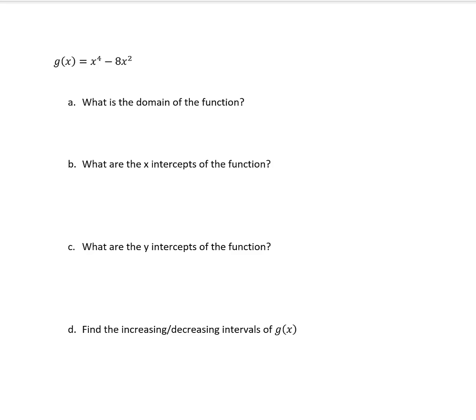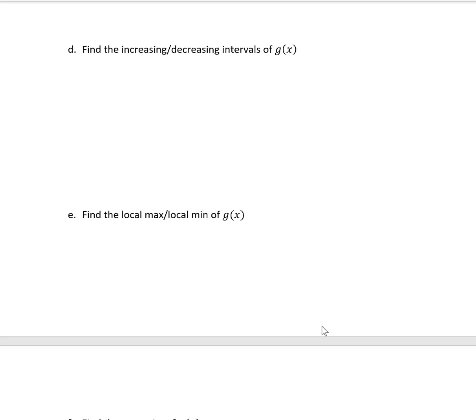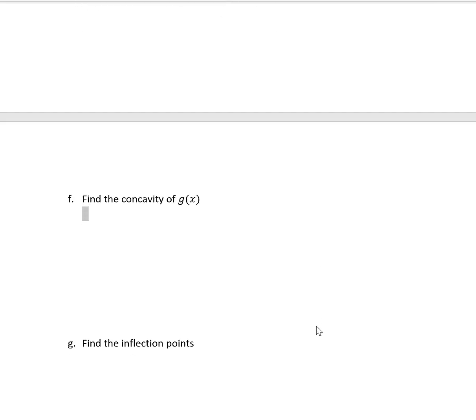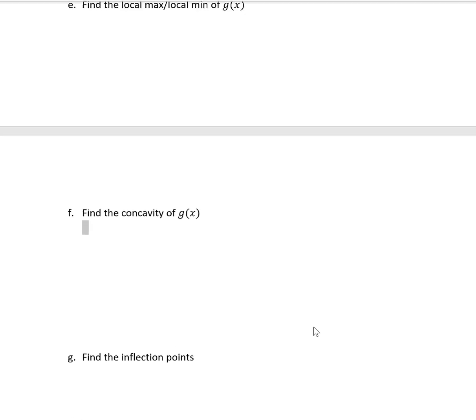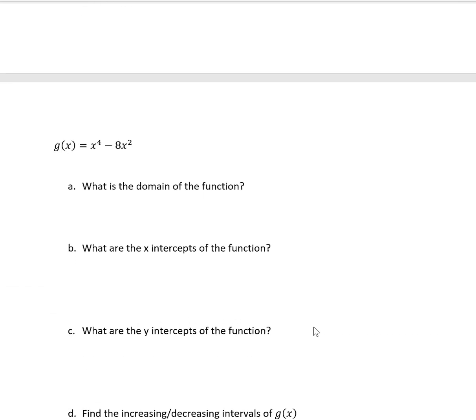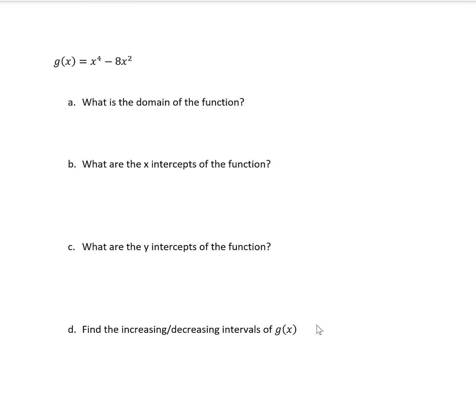As you start to work on these polynomial functions, you're going to feel like you're being asked to complete a lot of steps. So look at this, g of x equals x to the fourth minus 8x squared. You're asked for the domain, the x-intercepts, the y-intercepts, the increasing, decreasing intervals, the local max, local min, concavity, inflection points, and the graph. Some of this we can shortcut with calculus, and I want to show you how that works. It's only the calculus part, though, that we can shortcut.